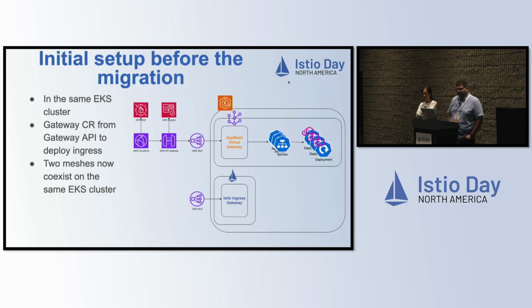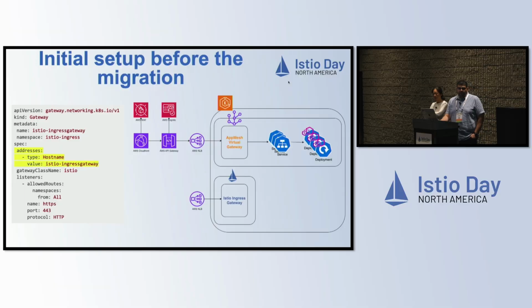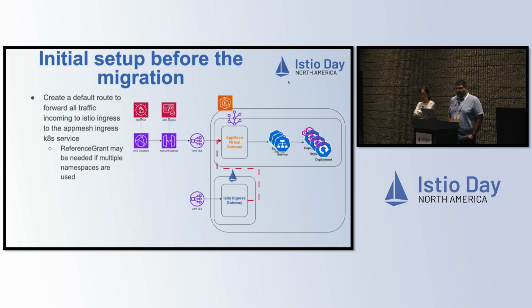And by doing that, we have both services and two AWS network load balancers coexisting on the same EKS cluster. It is worth mentioning that if you just want to use the Istio Ingress Helm, you can just deploy the Ingress using the Helm and mention that in the address section of the spec of the Gateway object. And after that, we create a default route.